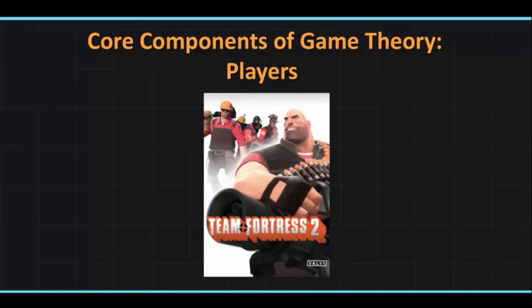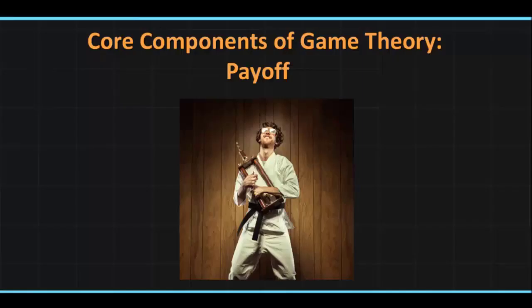Team Fortress 2 is a great example of how having more players changes the strategy of the game. In Team Fortress 2, players can select different characters to play with different strengths and weaknesses. The more of these roles that are utilized by the players, scout, soldier, medic, and etc., the more strategy options the teams will have. Payoff is next.